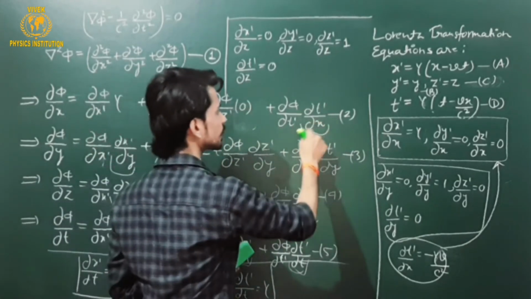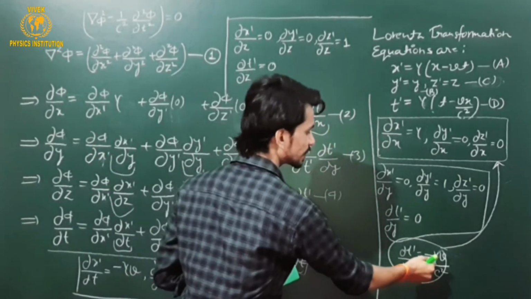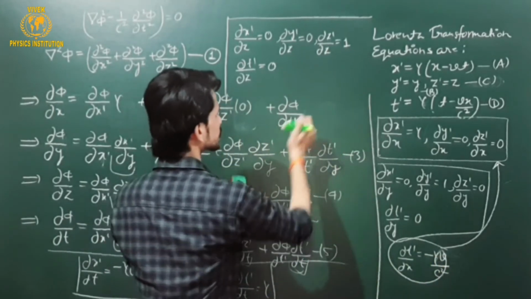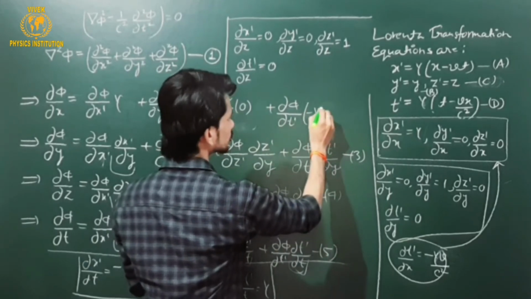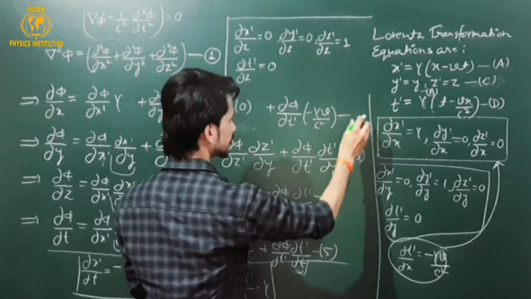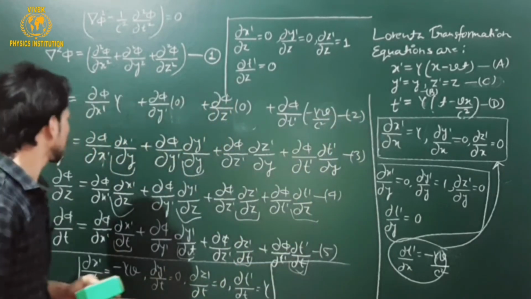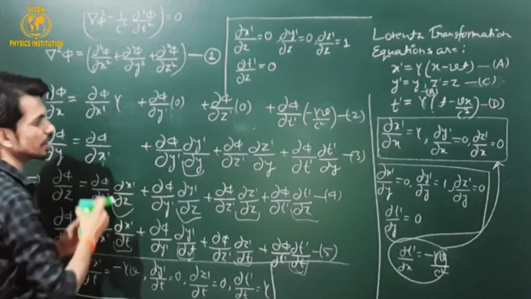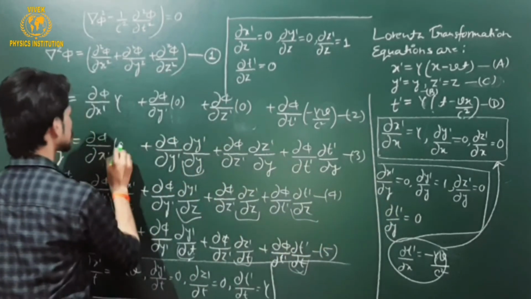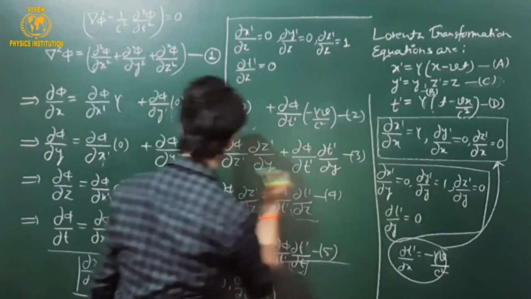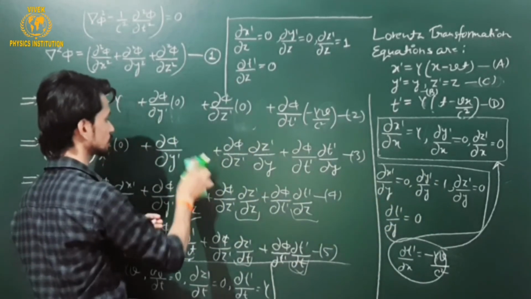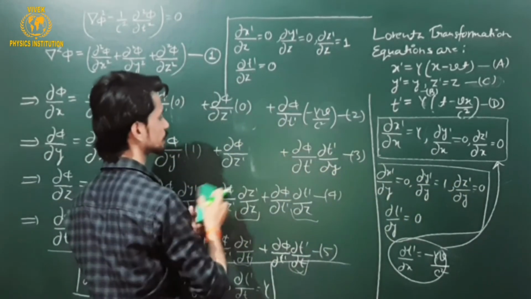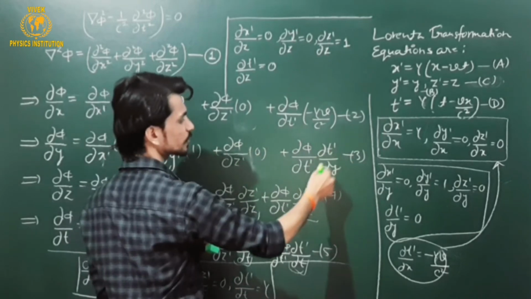The value of del t dash over del x is nothing but this one. This is minus gamma v over c square. That is equation number 2. From again this equation, this is del x dash over del y. So del x dash over del y from here is 0. This is 1 from this consideration. And this is again 0 from this value. And the value of del t dash over del y is again 0.